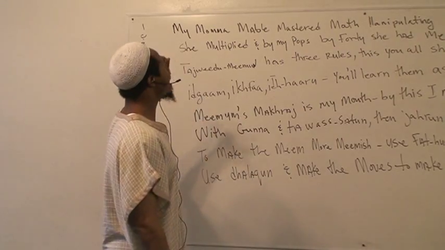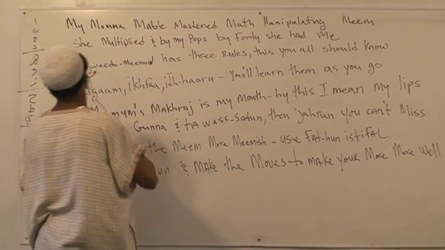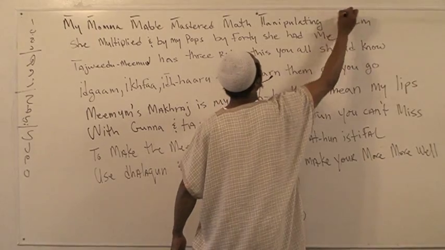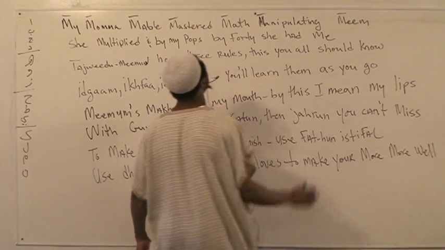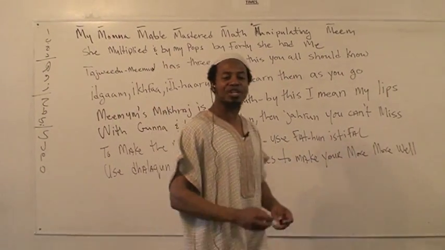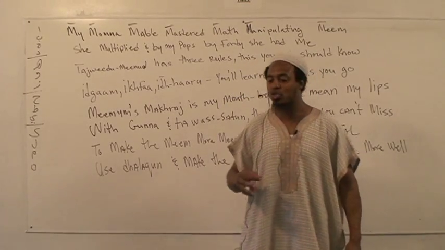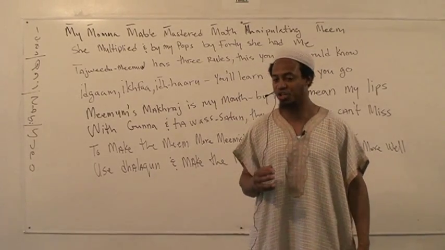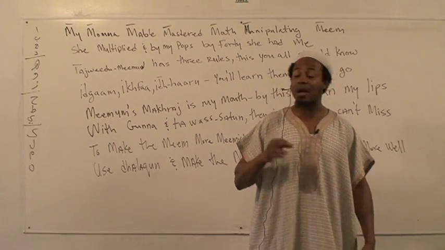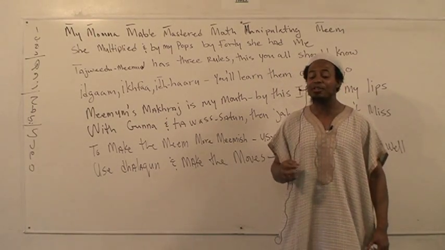This poem says, my mama Mabel mastered math, manipulating meem. If you note, this is a type of poem that the first letter in every one of these words is M. So say it. Let's say, my mama Mabel mastered math, manipulating meem. It's not supposed to be a tongue twister more than it's supposed to help you find the makhraj and practice and beat up that makhraj, so without any doubt you know how to pronounce the letter M, the sound M.